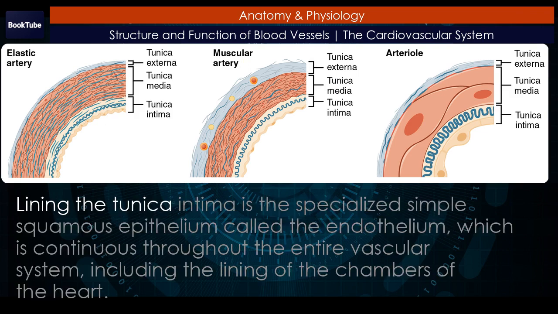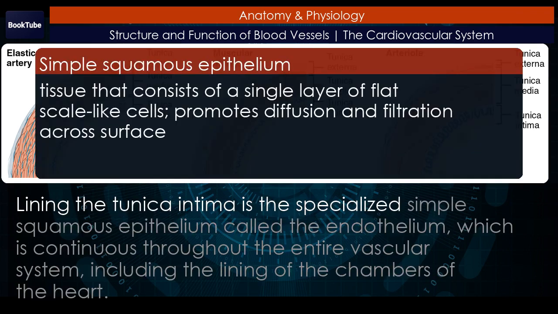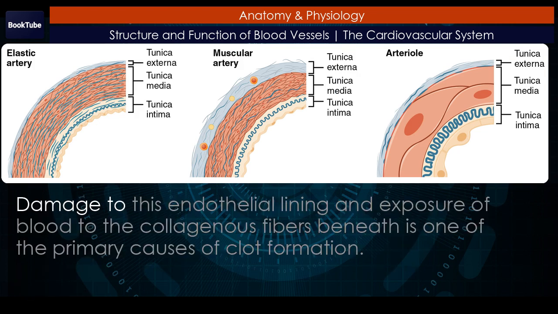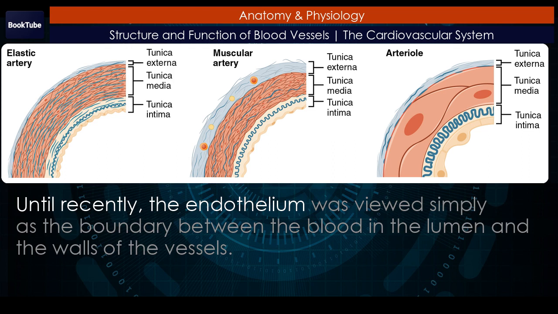Lining the tunica intima is the specialized simple squamous epithelium called the endothelium, which is continuous throughout the entire vascular system, including the lining of the chambers of the heart. Damage to this endothelial lining and exposure of blood to the collagenous fibers beneath is one of the primary causes of clot formation. Until recently, the endothelium was viewed simply as the boundary between the blood and the lumen and the walls of the vessels.